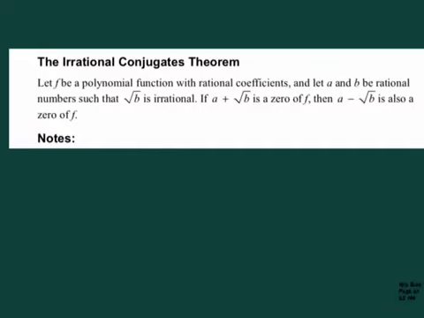Okay, so the irrational conjugates theorem just tells us that if you have a solution a plus the square root of b, then the conjugate of that, and hopefully you remember what conjugate means, changing this middle sign, is also a solution or a zero. So if you're given this one, then automatically you know this one is also. And that will come in handy for our next problem that we're going to do. I think that's number 13.